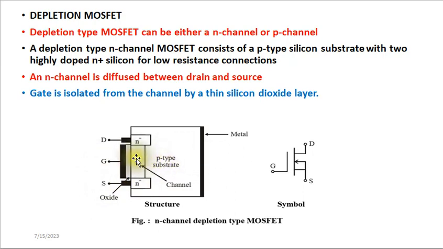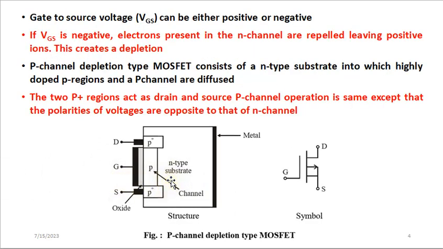So you find that this region, which is supposed to be concentrated with electrons, the electrons will be pushed into the substrate and the holes will be attracted. So this is what we call depletion mode. I hope you understand. The same thing applies to the P channel. If you apply a negative voltage here, that negative voltage will be pushing away electrons, attracting holes, enhancement mode.